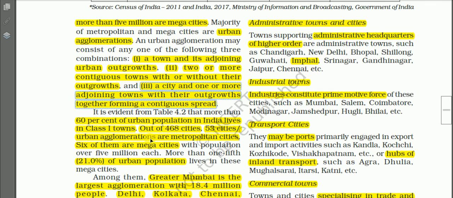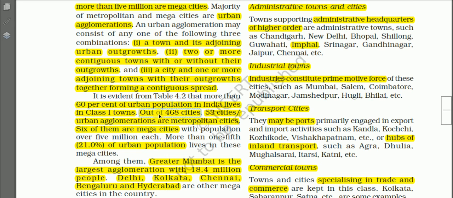So it is evident from table 4.2 that more than 60% of the population in India lives in class 1 towns, as we have just read. And out of 468 cities, 53 cities or urban agglomerations are metropolitan cities, and 6 of them are mega cities, that is more than 5 million population.